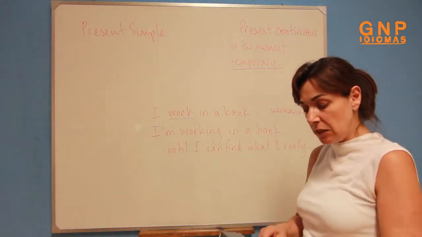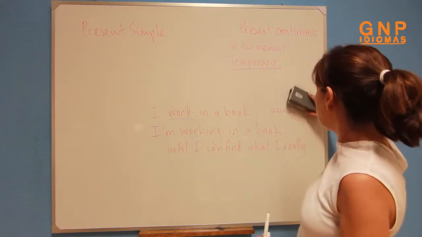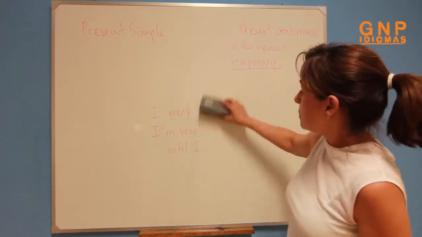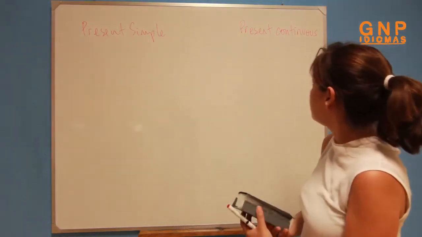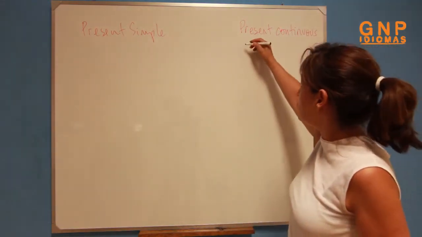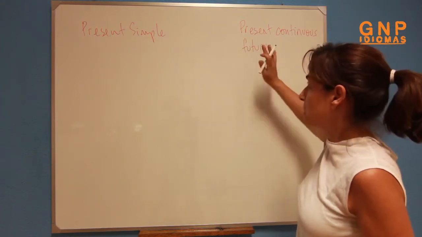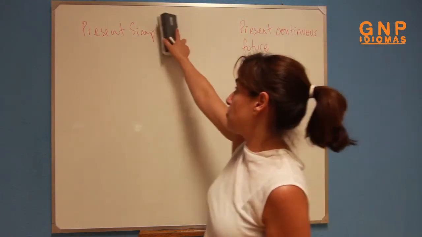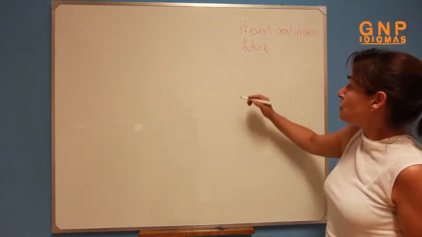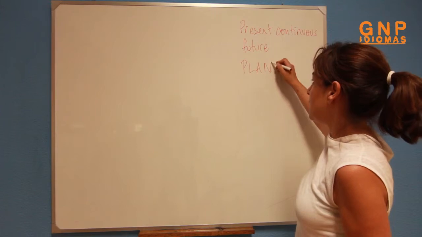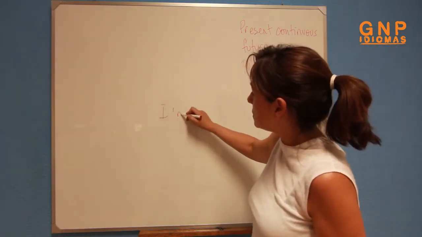And stick to clear, simple examples. So that's it. That's the present simple and the present continuous. Now, just a very brief explanation of the present continuous used for the future, because we were talking about present simple and present continuous for the present. But what about the future? Now, the present continuous for the future is a plan. So let's look at this. I'm playing tennis on Friday.